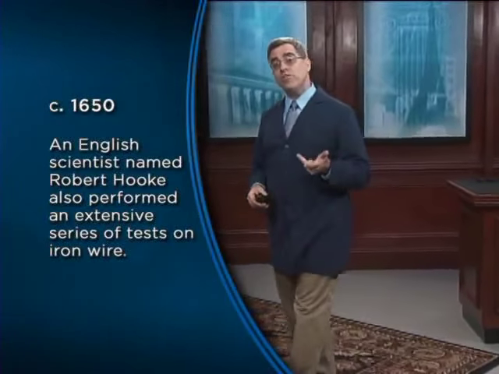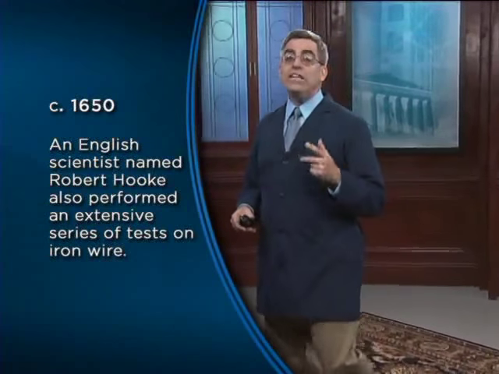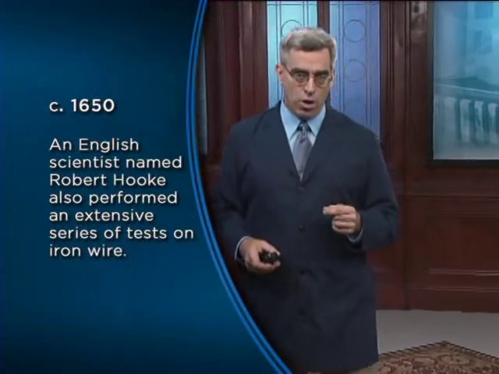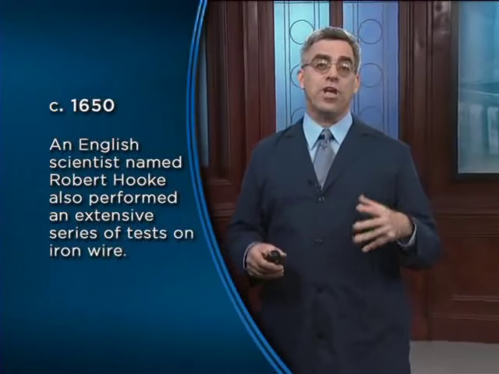In the meantime, around 1650, an English scientist named Robert Hooke also performed an extensive series of tests on iron wire. These were similar to Leonardo's and Galileo's experiments in that a piece of iron wire was subjected to tensile loading, but Hooke went a crucial step farther. Rather than simply determining the breaking point of the wire, he also investigated how it elongated under the full range of load, from 0 all the way up to the breaking point.